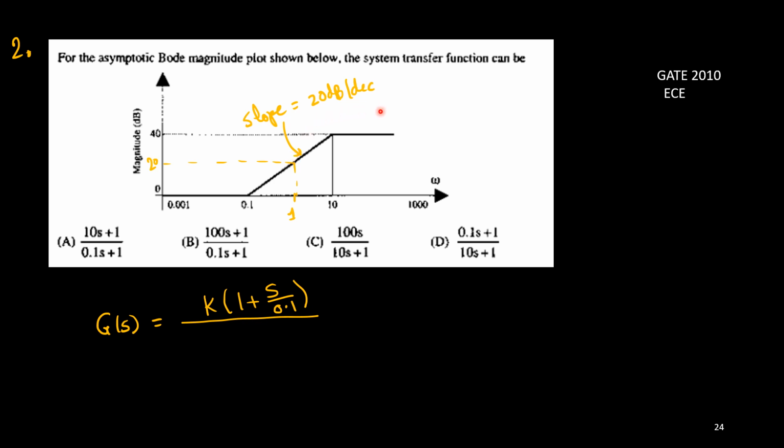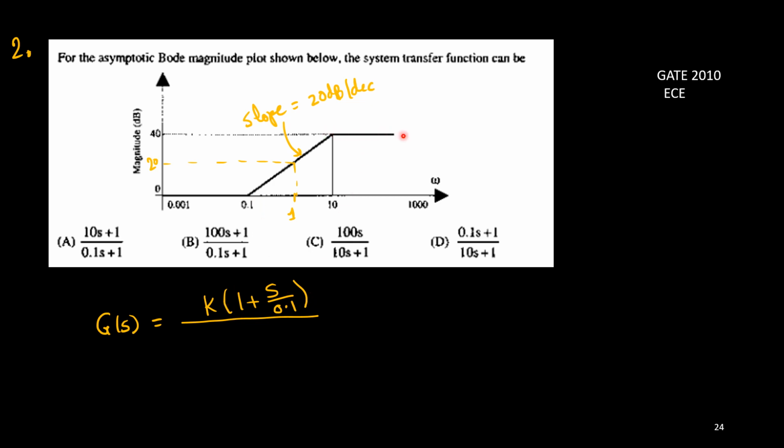Okay, so as it is having plus 20 dB per decade, obviously it is due to a zero. So I write G(s) equals some constant k times (1 plus s upon a). This a is here 0.1. This is the corner frequency, so s by that corner frequency 0.1. So this slope is for this zero.